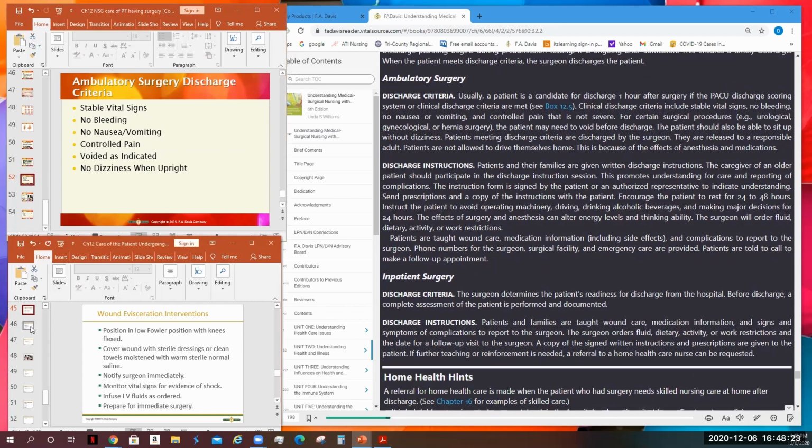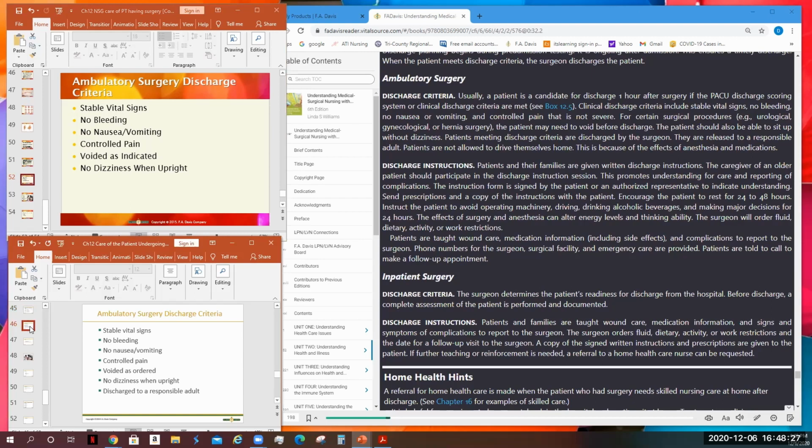Ambulatory surgery. Discharge criteria. Usually, a patient is a candidate for discharge 1 hour after surgery if the PACU discharge scoring system or clinical discharge criteria are met. See Box 12.5. Clinical discharge criteria include stable vital signs, no bleeding, no nausea or vomiting, and controlled pain that is not severe. For certain surgical procedures, for example, urological, gynecological, or hernia surgery, the patient may need to void before discharge. The patient should also be able to sit up without dizziness.